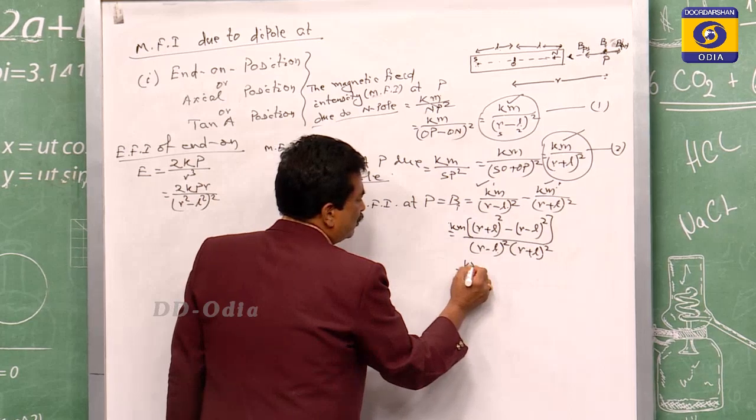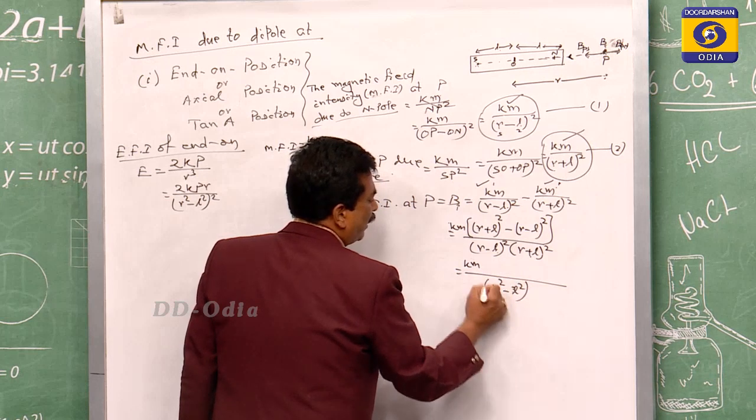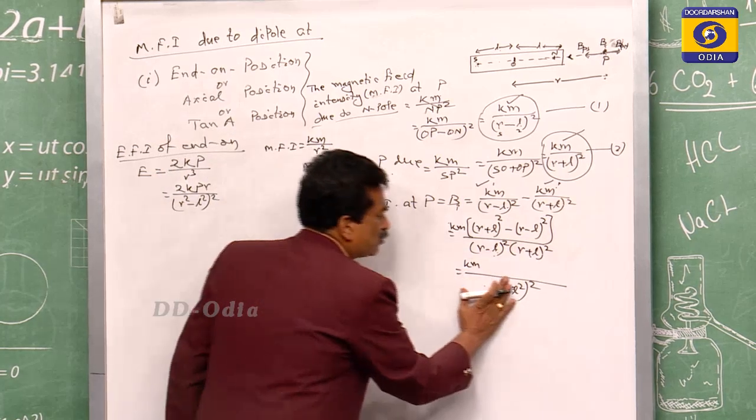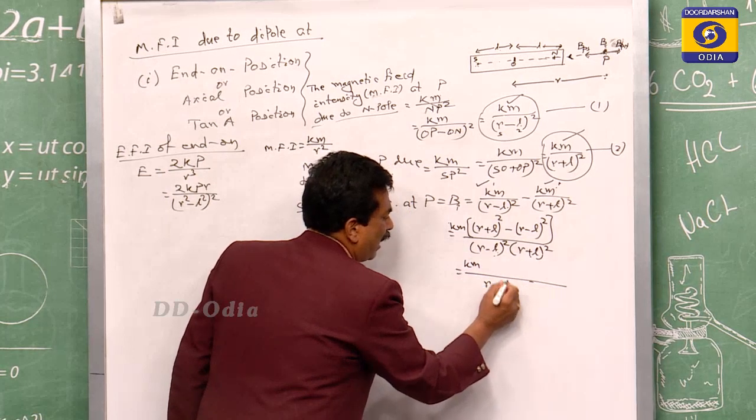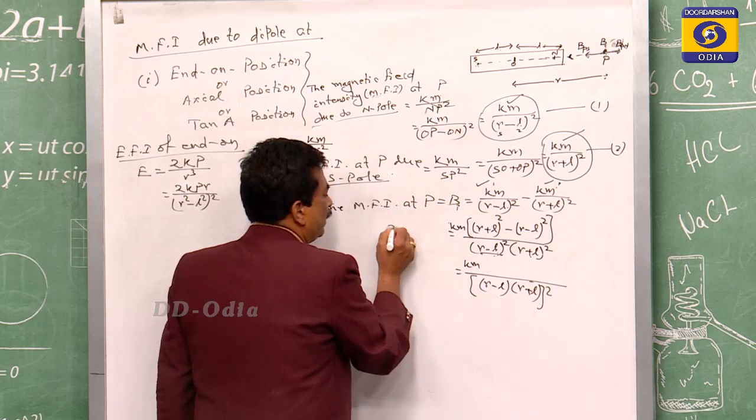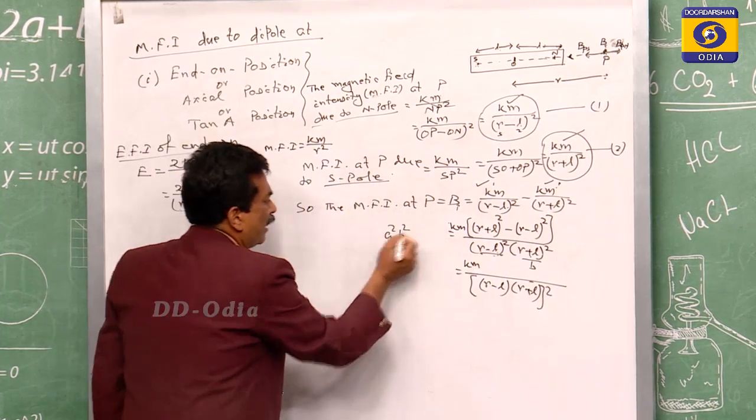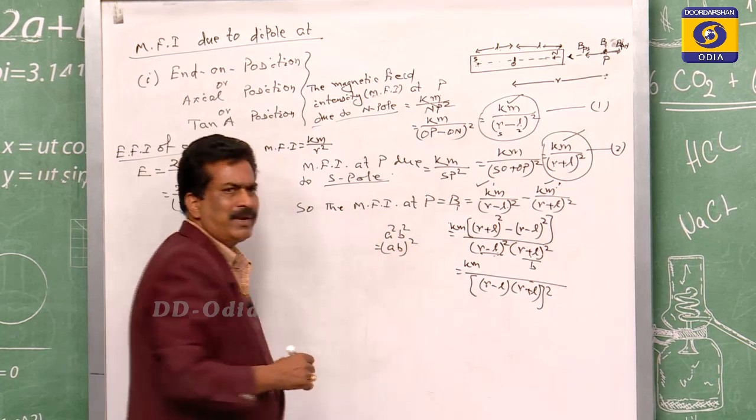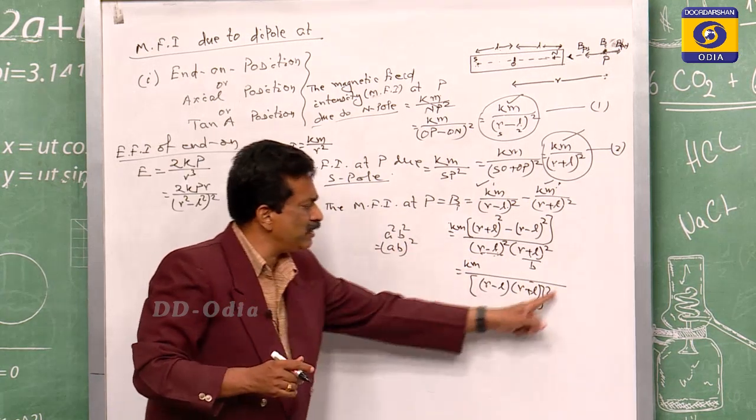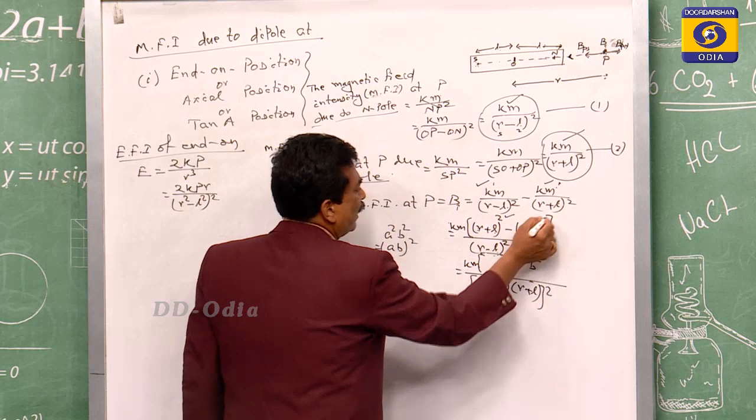Are you writing it? So that is equal to Km, and the denominator will be (R square minus L square) whole square, because this is (R minus L) whole square and this is (R plus L) whole square. For your convenience, I am writing (R minus L) into (R plus L), this whole square. If this is A, this is A square. If this is B, this is B square. So it is A square B square. A square B square can be written as (AB) whole square. So A means R minus L, B means R plus L, and that whole square means this whole square. Then Km is common and out, this is (A plus B) whole square minus (A minus B) whole square.